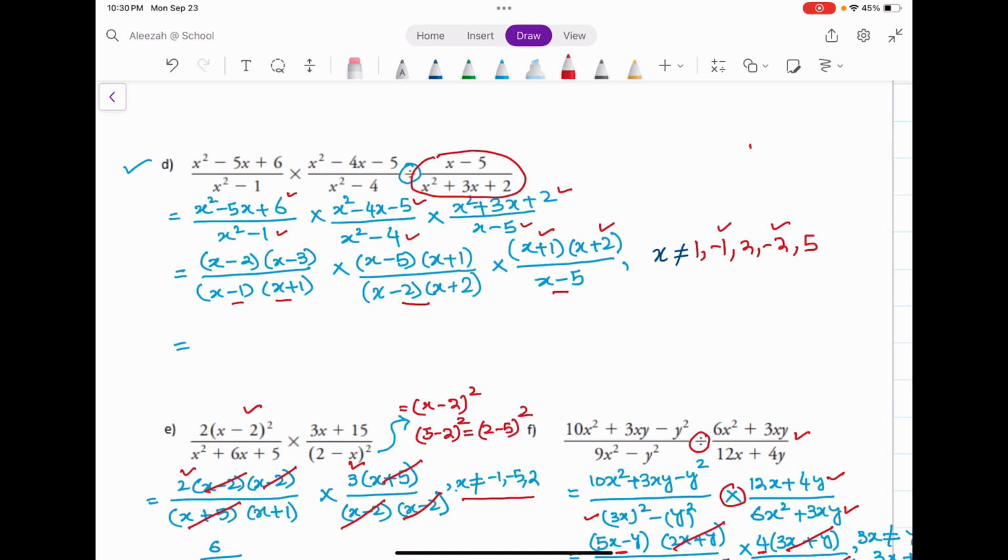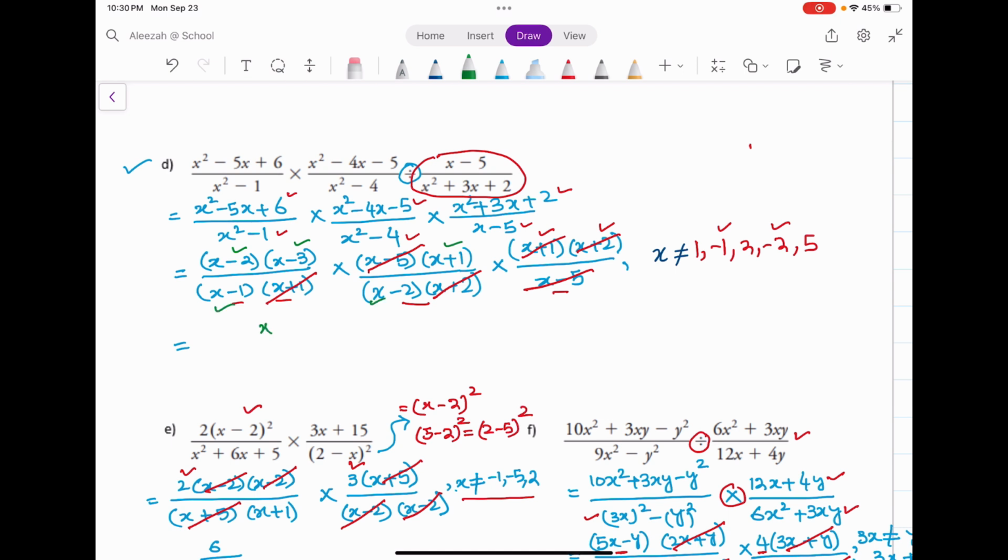And now I have to cancel out all the common factors. So if I start from x plus 1, so x plus 1 factor cancel out with x plus 1. And I have x plus 2 that cancel out with x plus 2, x minus 5 cancel out with x minus 5, right? And that's it. So what I'm left with is all these terms. These two, this one, here, and here, right? So I just write them together.